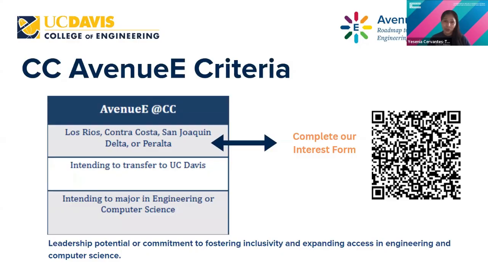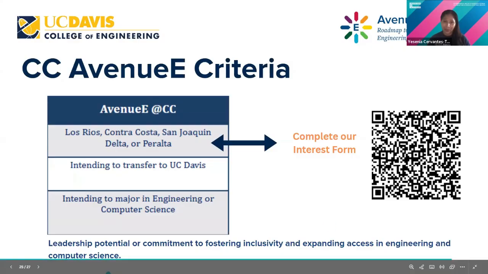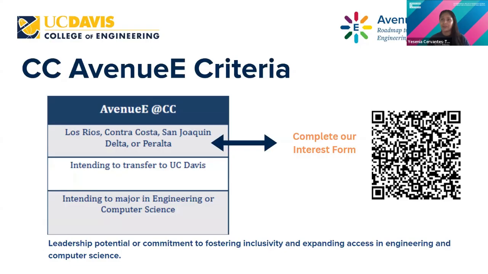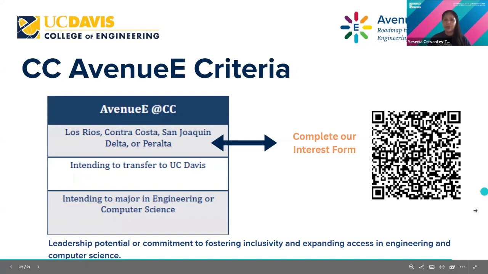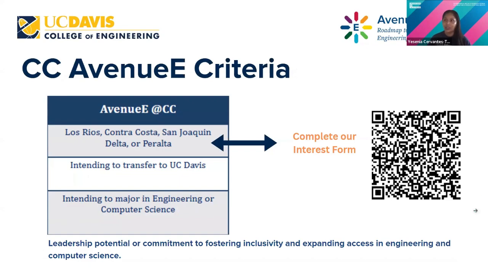If you complete the interest form with the QR code that's on the screen, you'll gain access to our calendar, and the calendar basically gives you the opportunity to engage in workshops or activities that are happening throughout the year at your own discretion, okay? So any student at one of those community colleges can complete this interest form and start to connect with us. That said, every student that wants to participate in the Avenue E at UC Davis program will need to complete an application at the time of their admission, okay? So this is one step, but everybody will have access to the UC Davis program. Once admitted, they'll have an opportunity to apply.